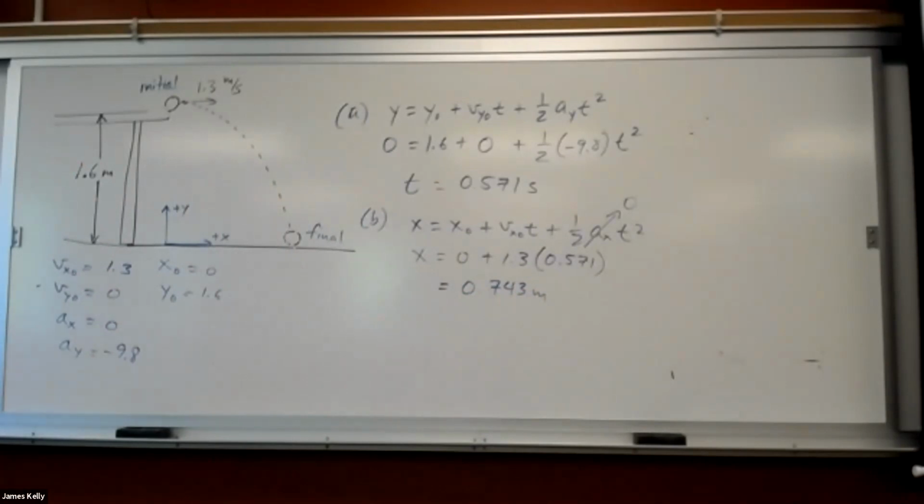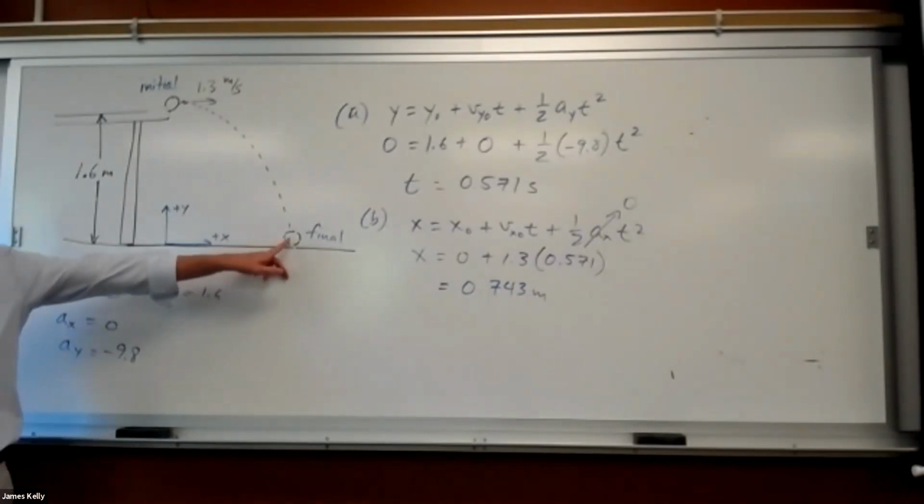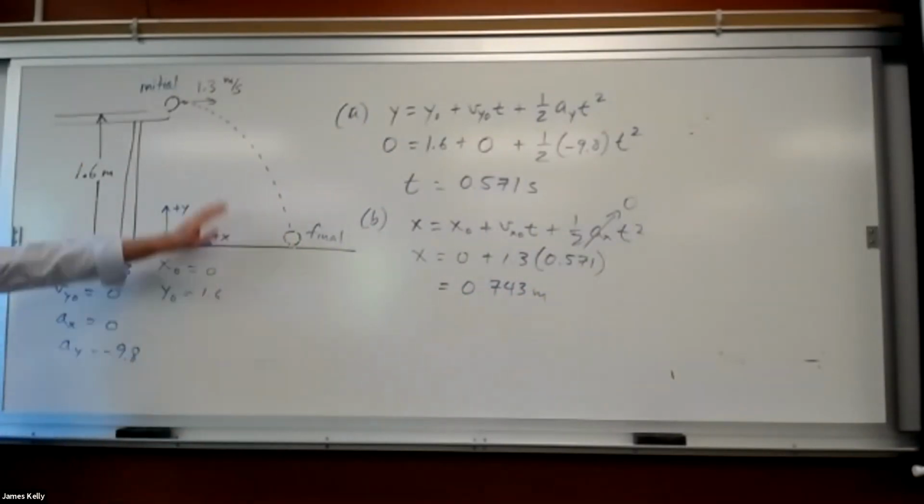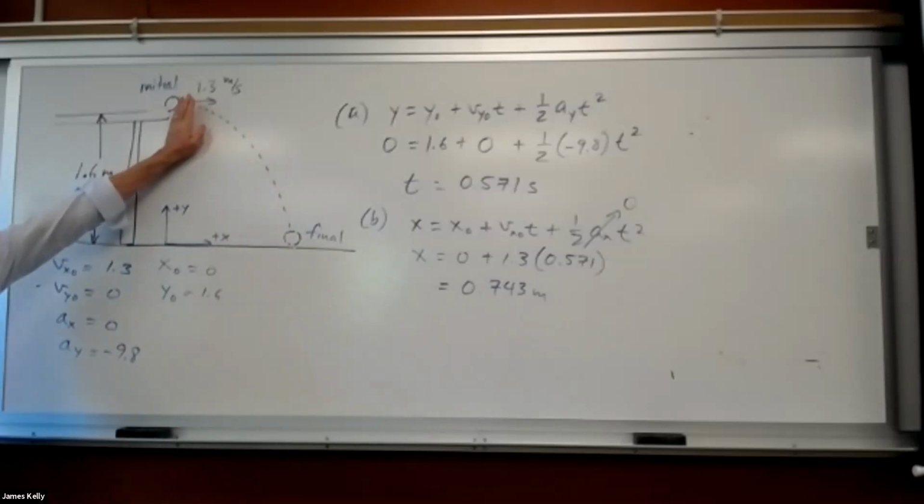Okay, you will get a lot more practice doing this in the homework, I promise you, but we'll do a lot more practice today. All right, C, what is the ball's speed just before it hits the floor? How fast is it going right here before it hits the floor? Well, is it going at 1.3 meters per second? No. Is it going faster or slower than 1.3 meters per second when it hits the floor?